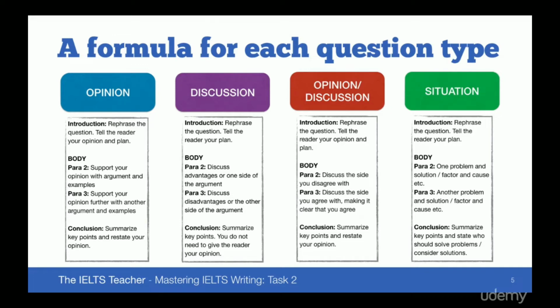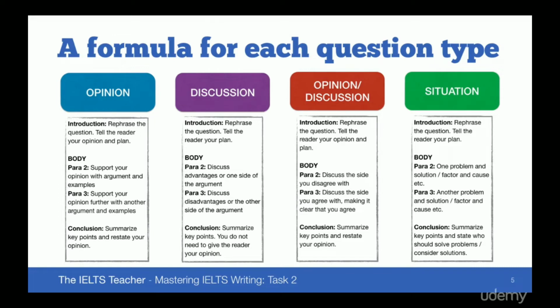Then you move to the side that you agree with and support an argument as to why you agree with it. Make it clear that this is your opinion. Then in the conclusion, you summarize the key points and again you restate your opinion to give it a very clear position throughout the response.